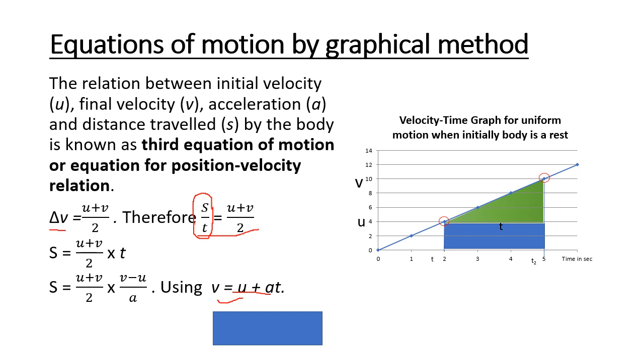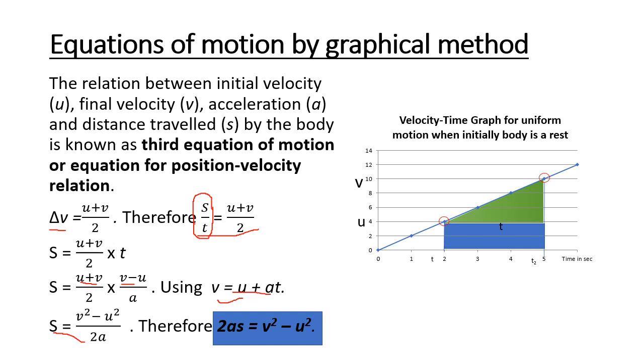Now you can see V minus U into V plus U is V square minus U square, and below you have got 2A. Take the 2A into multiplication and you get 2AS equal to V square minus U square. So we have derived the three equations of motion.